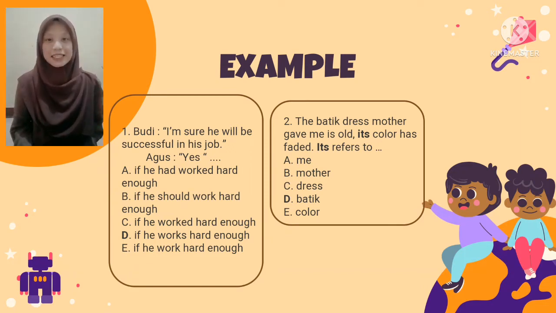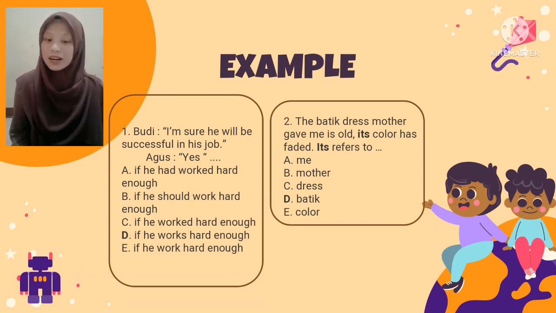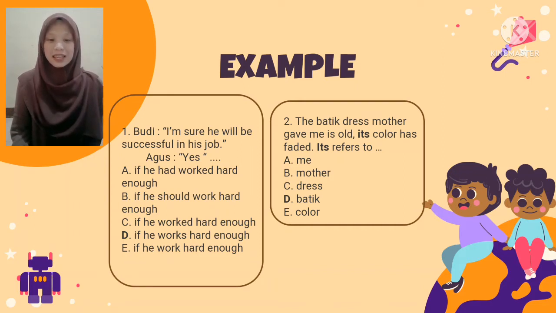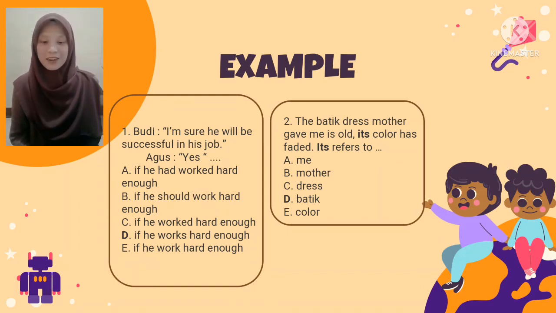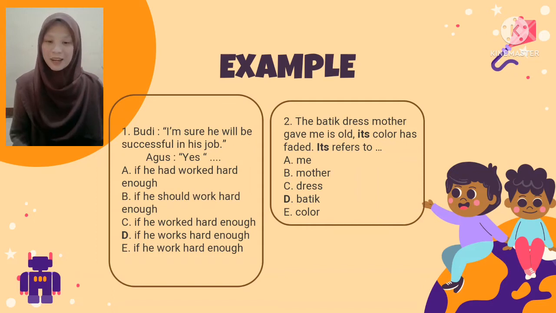And next is an example of simple multiple choice. I have two questions for the example. The first one is a dialogue between Budi and Agus. Budi: I'm sure he will be successful in his job. Agus: Yes, blah blah blah. For the choices: A, if he worked hard enough. B, if he should work hard enough. C, if he worked hard enough. D, if he worked hard enough. E, if he worked hard enough.